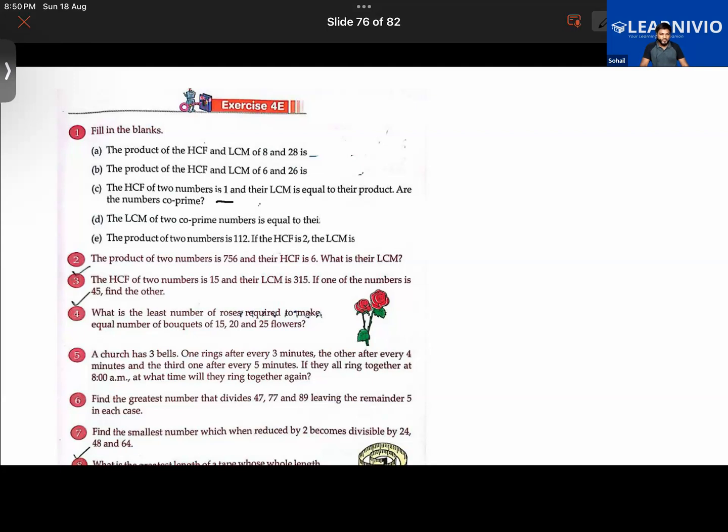Co-primes are like, basically a pair of numbers. Go on if you can recall it. I'm thinking. Okay, think about it.